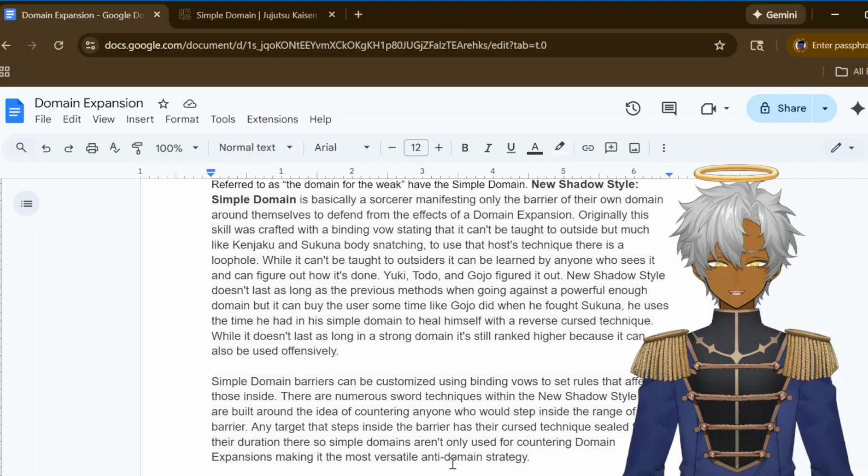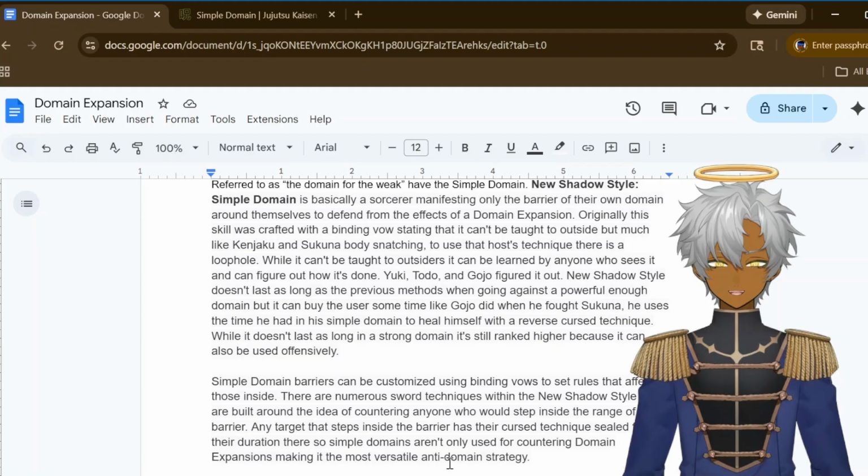So simple domains aren't only used for countering domain expansions, making it a much more versatile anti-domain strategy. So for example, let's continue to go with Sukuna since he has one of the most popular domains. Fuck it, let's go with Gojo. Gojo, you're mid-fight with him. He stands right in front of your face, flexing on you because you can't hit him, and he pops Infinite Void right in front of your face.